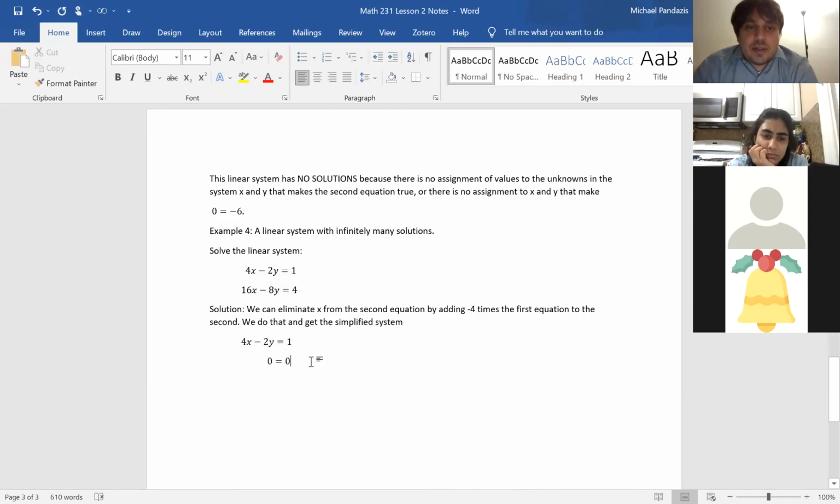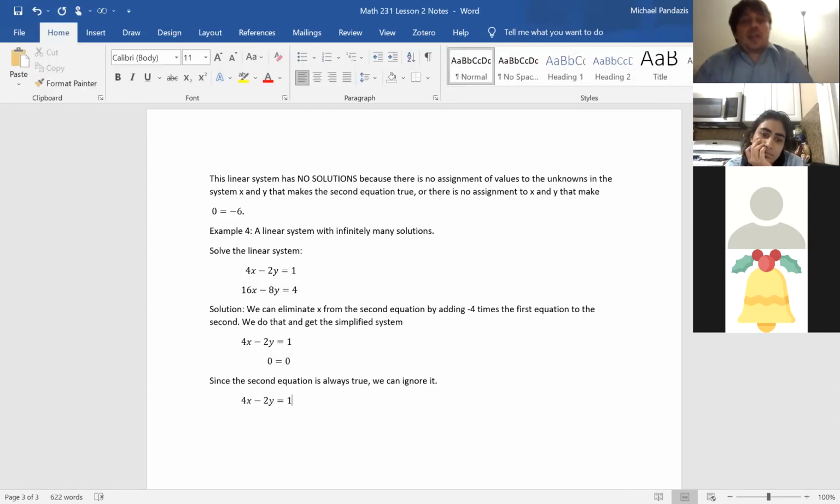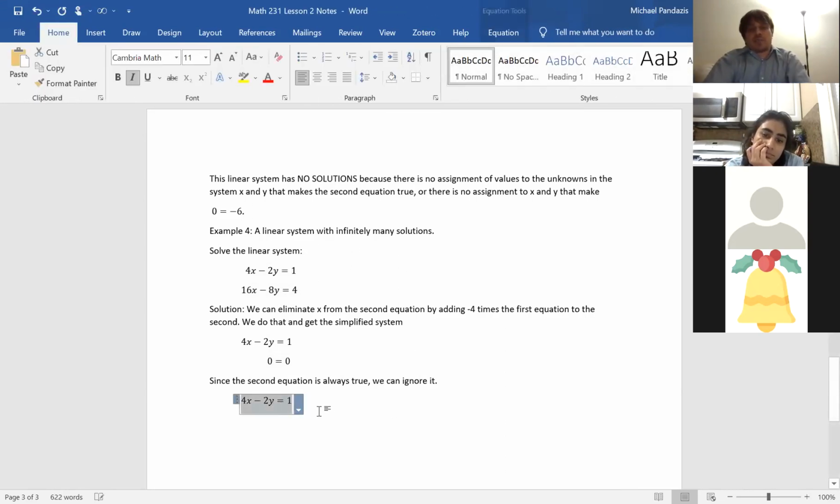Okay, so now you get the simplified system, 4x minus 2y equals 1 and 0 equals 0. Since the second equation is always true, we can ignore it. Okay, so now let's just look at 4x minus 2y is equal to 1. If we find all the solutions to 4x minus 2y equals 1, that's the same as all the solutions to the linear system with that same equation, 4x minus 2y equals 1, and the additional equation 0 equals 0, right?